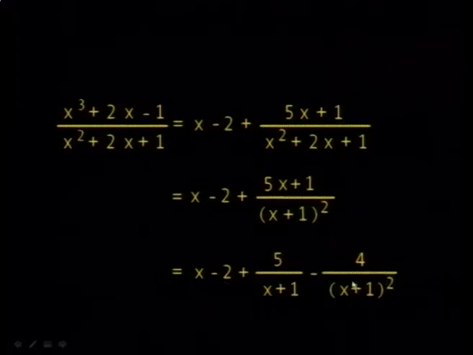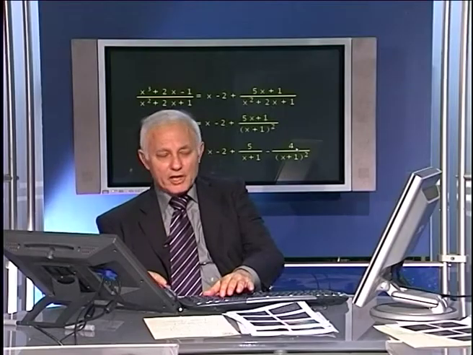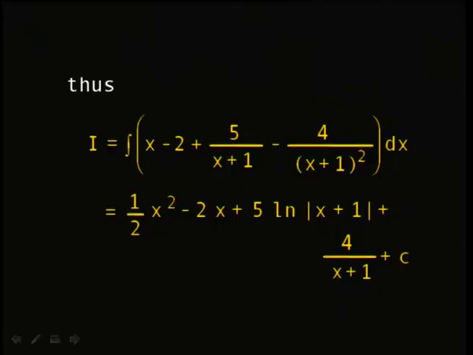These integrals are easy. Half x squared minus 2x plus 5 logarithm of (x plus 4) divided by (x plus 1), plus a constant, and never forget about adding a constant term. And here it is.